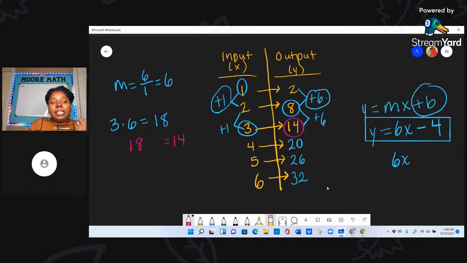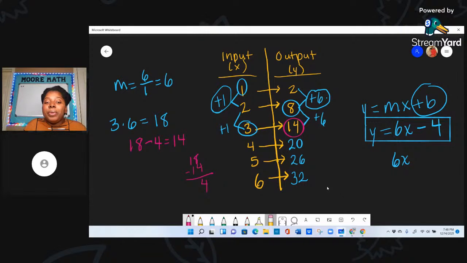If I start at 18 and I subtract, and I'm now at 14, right? We subtracted something to get down to 14. So what is 18 minus 14? 4. Say it again. 4. Good. Okay. So that's how we got the minus 4.